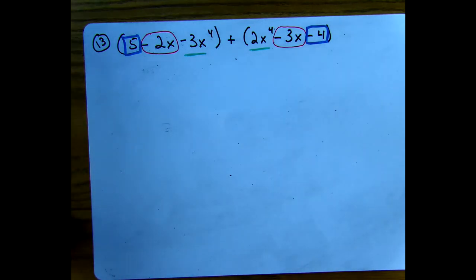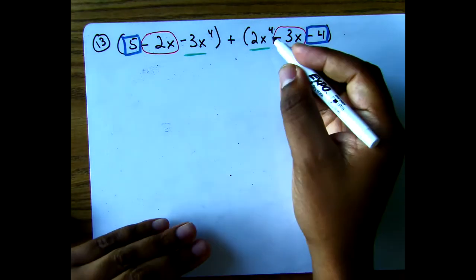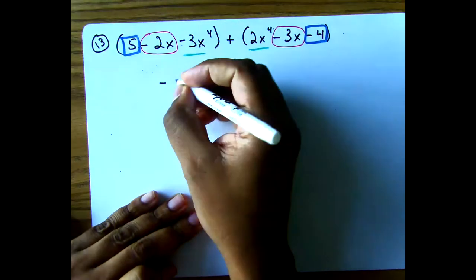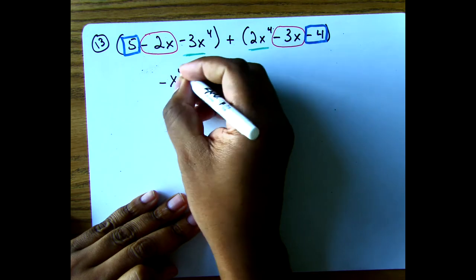And starting with my highest degree, I'm going to go ahead and put this 2x to the fourth with this negative 3x to the fourth. And that's going to give me negative 1x to the fourth, or negative x to the fourth.